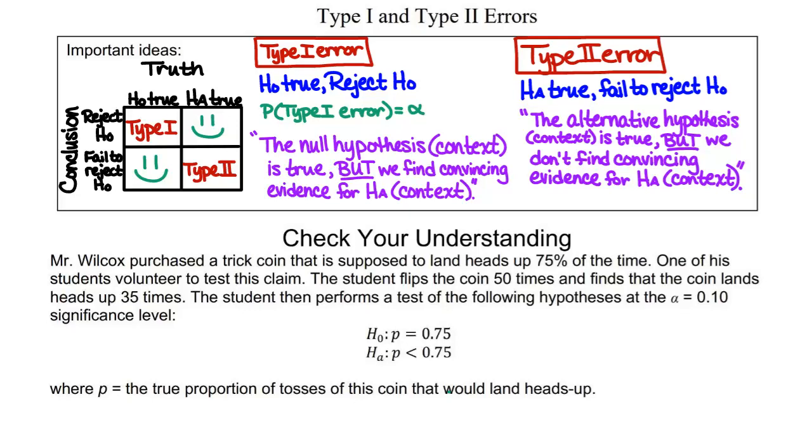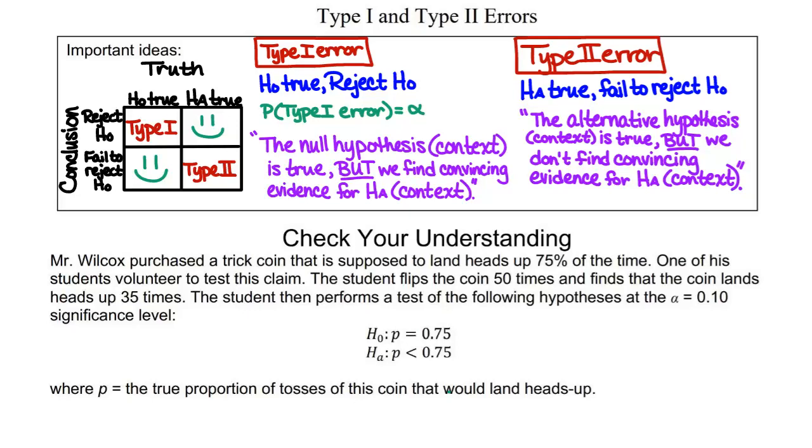With a type 1 error, Ho is true, but we rejected it. The probability of that is whatever our alpha level is. So if we were asked to interpret that, we would say the null hypothesis, and we would use context. So the null hypothesis: the water is safe in Rockford. Assuming the water is safe in Rockford, we found convincing evidence that it wasn't. That would be how I would explain a type 1 error. The water in Rockford really was safe, but we found evidence to say that it wasn't safe, and so we concluded that it wasn't safe.